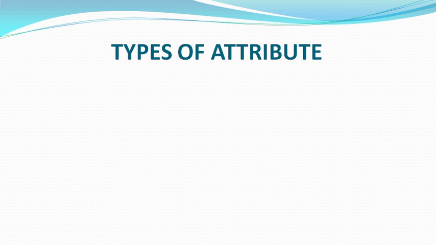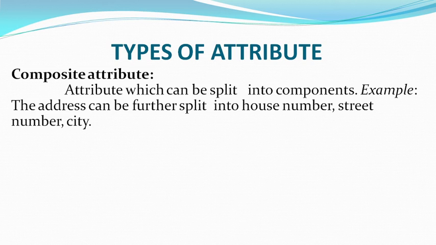Next, see types of attribute. Composite attribute: the attributes which can be split into components, which can be divided into subparts, are called composite attributes. For example, the address can be further divided into house number, street number, city, state, etc. Or your name can be divided into first name, middle name, last name, etc. All are composite attributes.